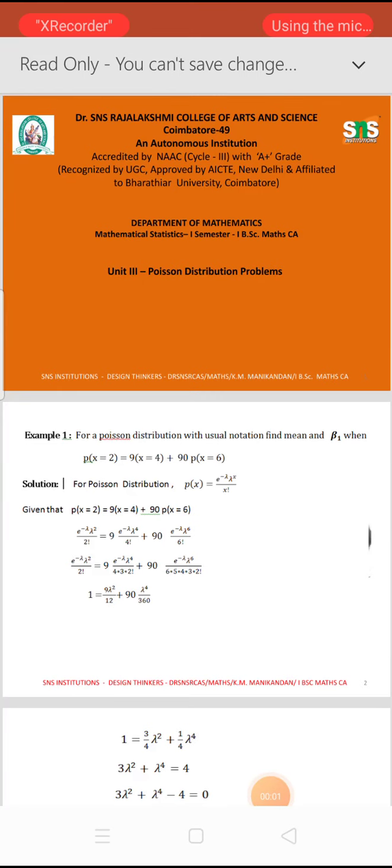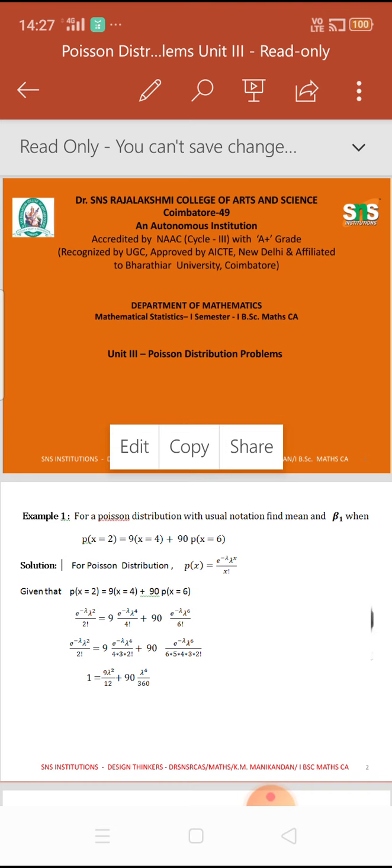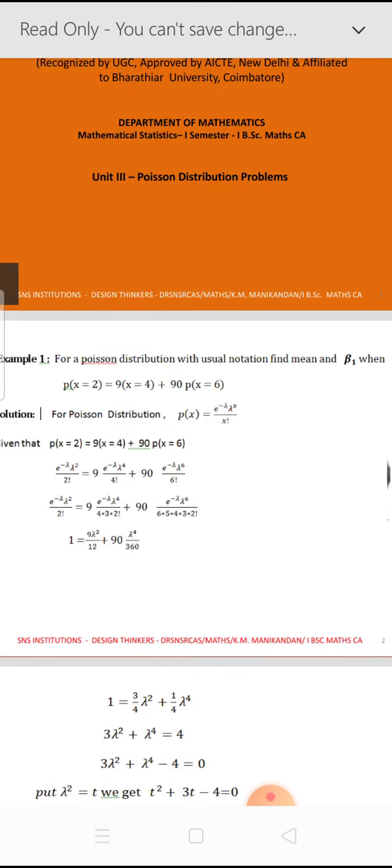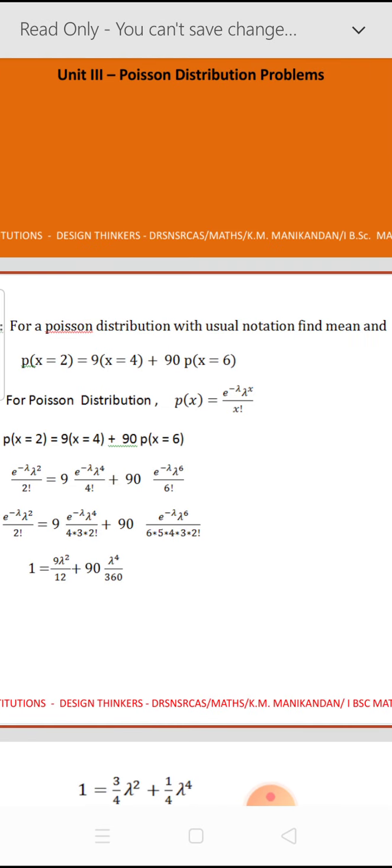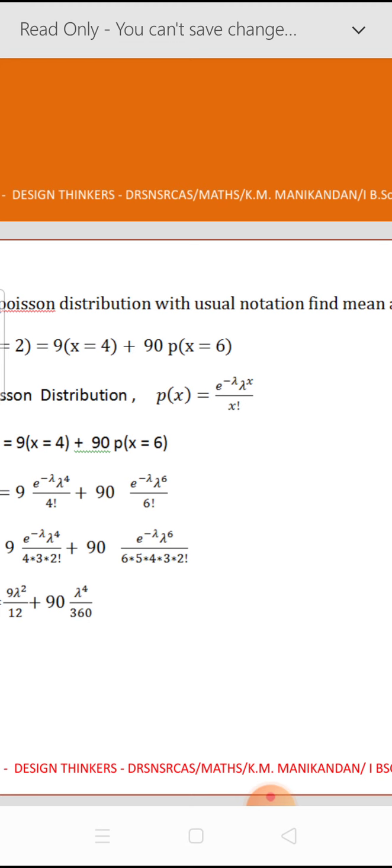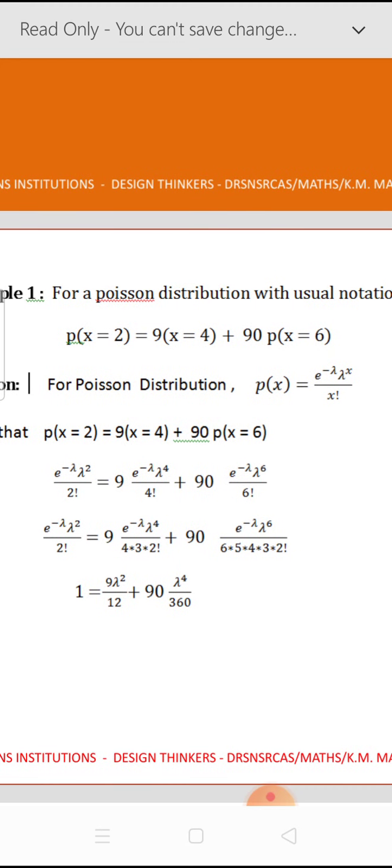We are going to discuss the topic on problems on Poisson distribution. So we already know that the probability of x is equal to e power minus lambda, lambda power x by x factorial. This is the formula for finding the Poisson distribution. First we are given a problem.